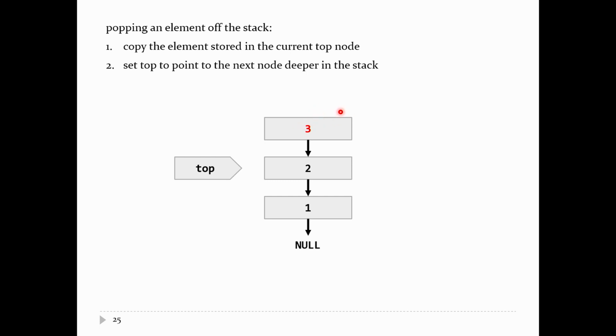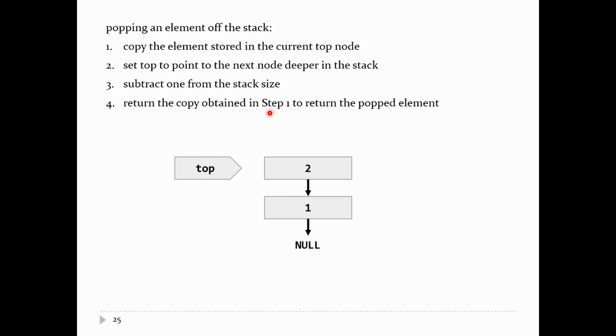Because I need to free the memory that's associated with that node. So I have to do that operation there. I need to free whatever memory was allocated to that node. Now I need to subtract 1 from the stack size, and then return the copy of that element that I got out of the node in step 1. So I need to return the 3.